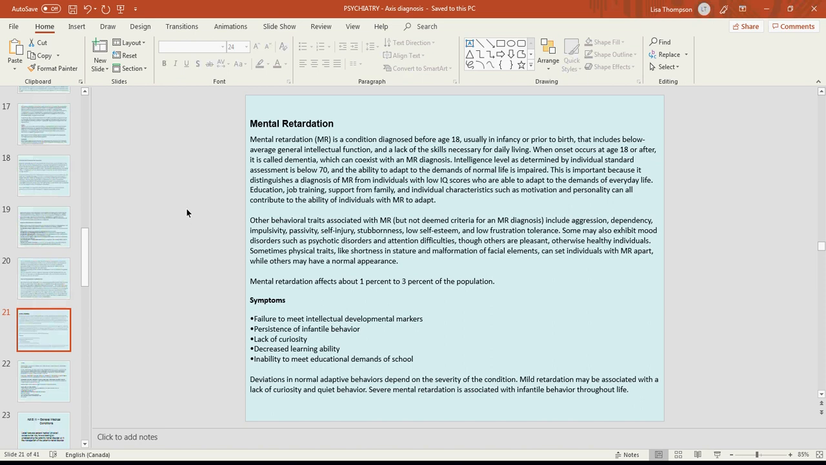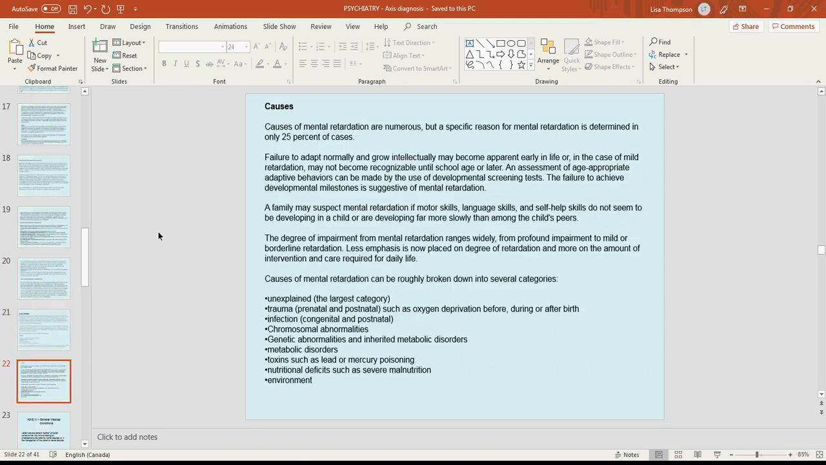And the symptoms are failure to meet intellectual developmental markers, persistence of infantile behavior, lack of curiosity, decreased learning ability, inability to meet educational demands of school. Deviations in normal adaptive behaviors depend on the severity of the condition. Mild retardation may be associated with a lack of curiosity and quiet behavior. Severe mental retardation is associated with infantile behavior throughout life.